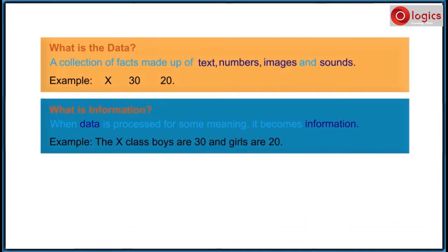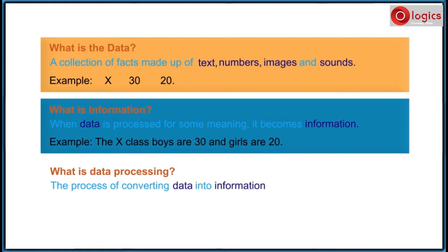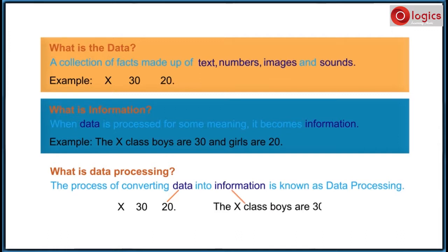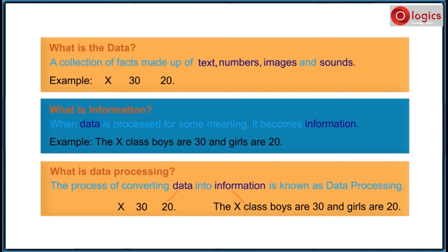Now let us understand what is data processing. To understand by human, the data to be converted as information. The process of converting data into information is called as data processing. 10, 30, 20 is the data. The 10th class boys are 30 and girls are 20 is the information. We know what is data processing.